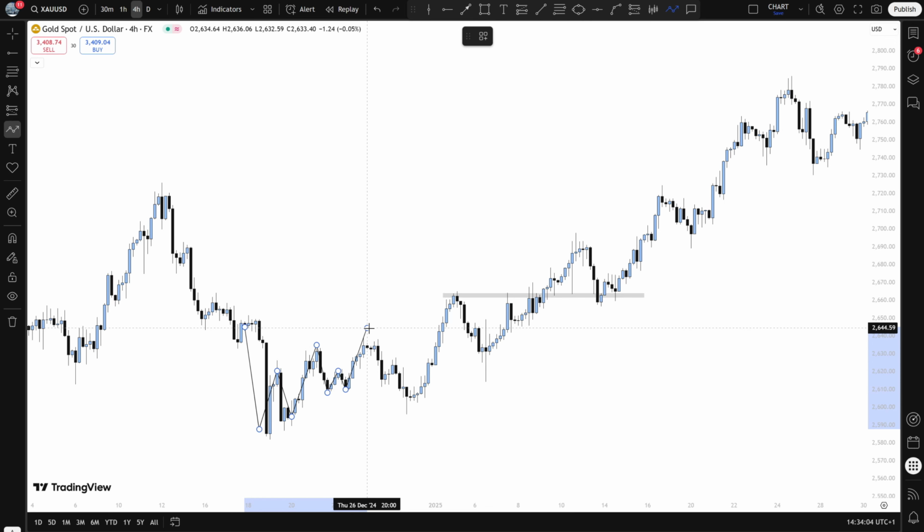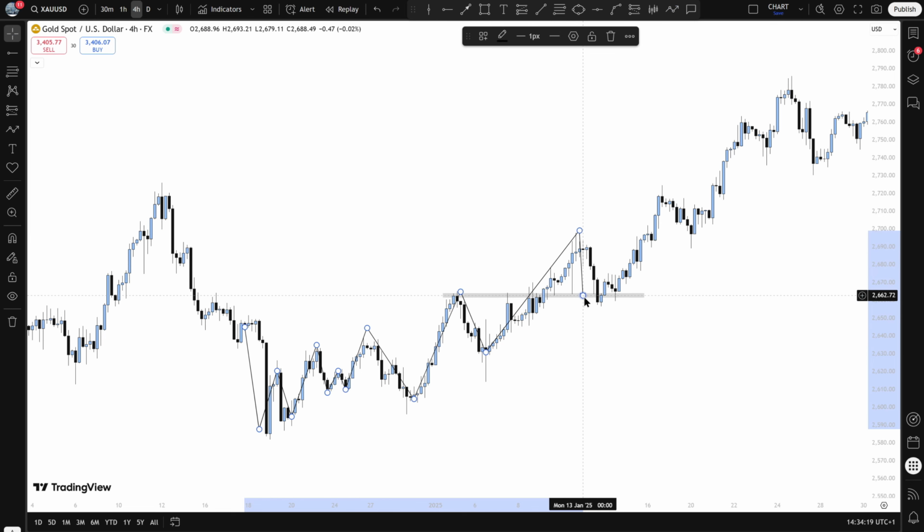Price continued heading to the upside and gave us higher highs, right? Then a higher low here. Then we have a higher high here and a higher low here, right? Right now, this recent high is our resistance zone. We have a resistance, and a resistance. Price broke our resistance zone, pulls back to retest.